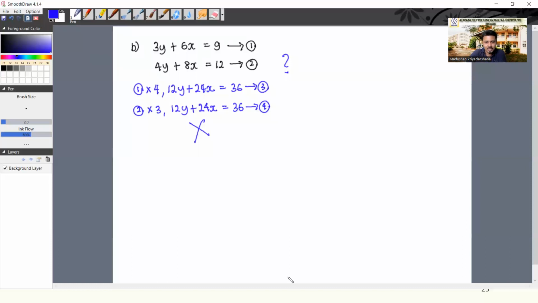So I have an issue with how you got these answers, x equals 0, y equals 3. Yes, it is impossible to get an answer here. Impossible. Right. So let's move to part C.